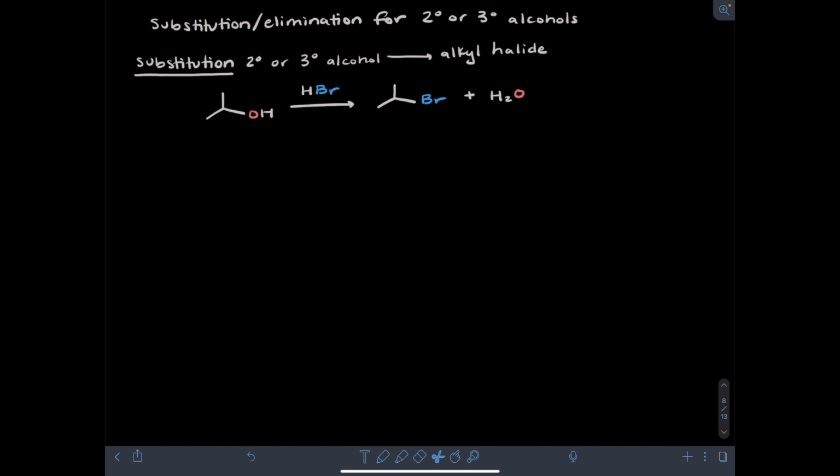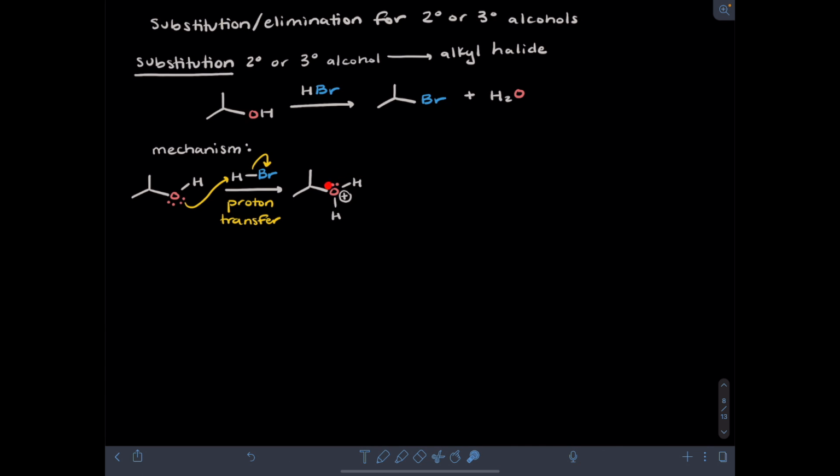Looking at substitution first, secondary or tertiary alcohols can be converted into alkyl halides by treatment of the alcohol with HBr. In this substitution reaction, the OH group is converted into water, and bromide is acting as the nucleophile. The first step of the mechanism is going to be protonation of the alcohol again. I'll use an oxygen lone pair as the base to deprotonate HBr. This forms the conjugate acid of the alcohol. And this protonated oxygen with the two hydrogens is water, a good leaving group.